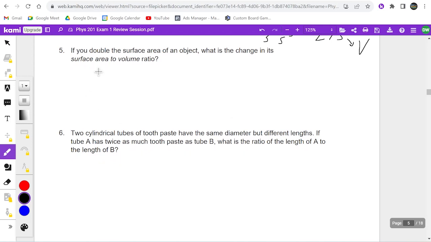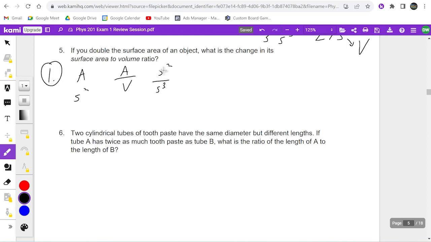Number 5. If you double the surface area of an object, what is its change in surface area to volume ratio? So first I start with the surface area, I'll call it A. And I need to figure out how to convert both quantities back to size. So the first quantity's area, that's size squared. This is step 1. Area is size squared because area, of course, is meters squared. So it's got to be size squared. And then area to volume usually scares people until you realize it's just size squared over size cubed, right? Because A is size squared, V is size cubed.